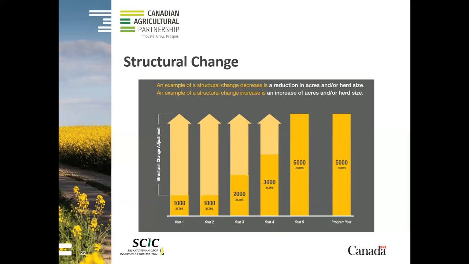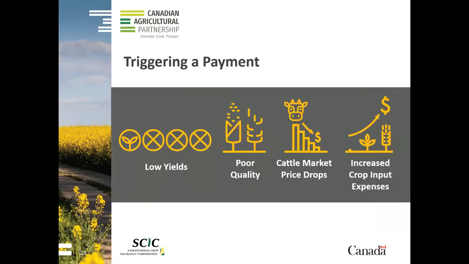To provide a more accurate comparison, AgriStability adjusts the farming operation's reference margin to reflect the farm size in the program year. So this makes the comparison to the farm as if it was the same size in the historical years as it is in the program year. So it's a more fair comparison for the farm.